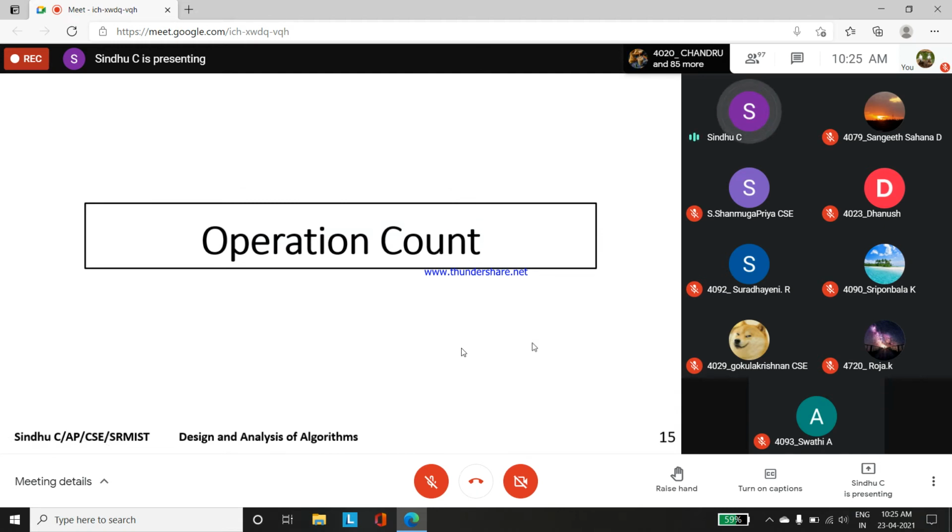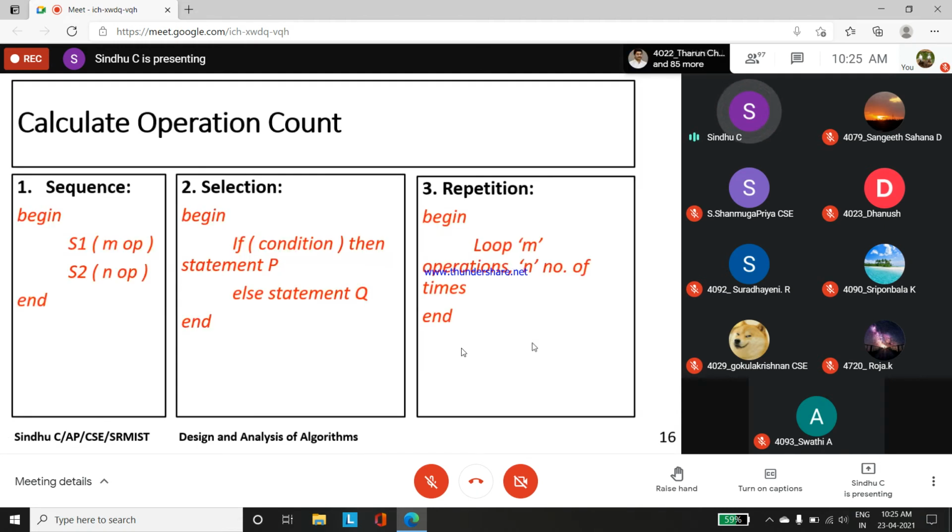The second one is operation count, based on the operations that are performed in that algorithm, right? So these operations can be categorized into 3. The first one is sequence, where you have one statement, then the other, and so on. Selection is based on a condition. You pick the statement P or Q. And the third one is repetition. M operations are performed N number of times.